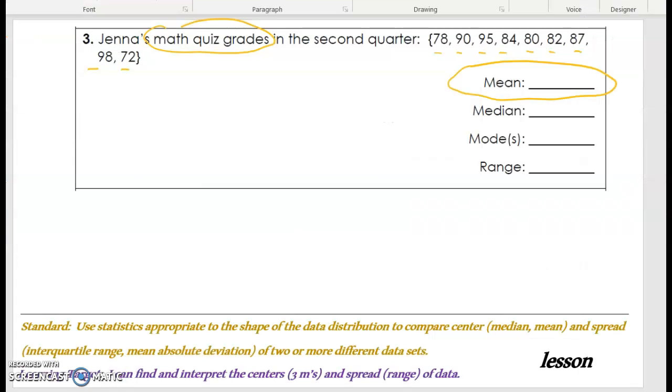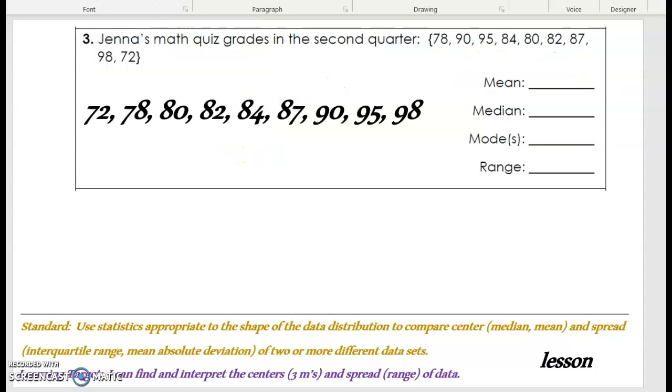85.11111. So the mean is 85.11111. We want to round to the nearest tenths. So we look at the number, but because this number is between 0 and 4, we just drop it. So the mean is 85.1, right? Some of the scores were lower, some of the scores were higher than that, but the average, the middle grade, the mean, 85.1. Okay? Now that takes us to the median.